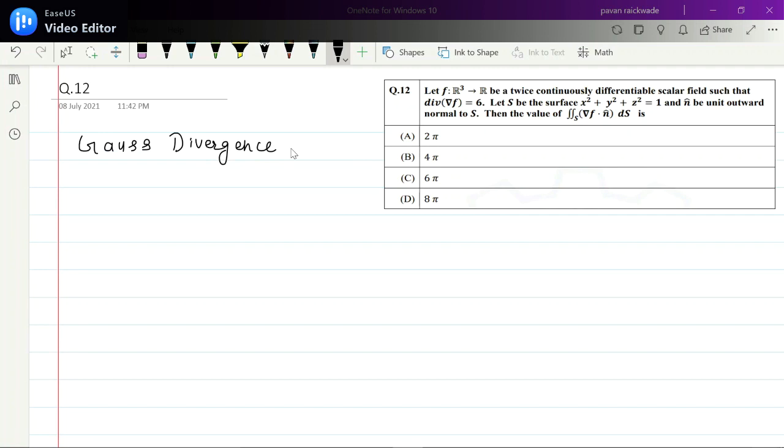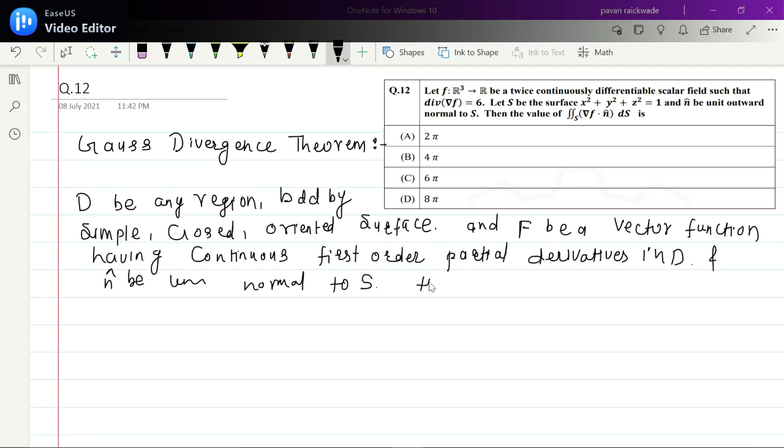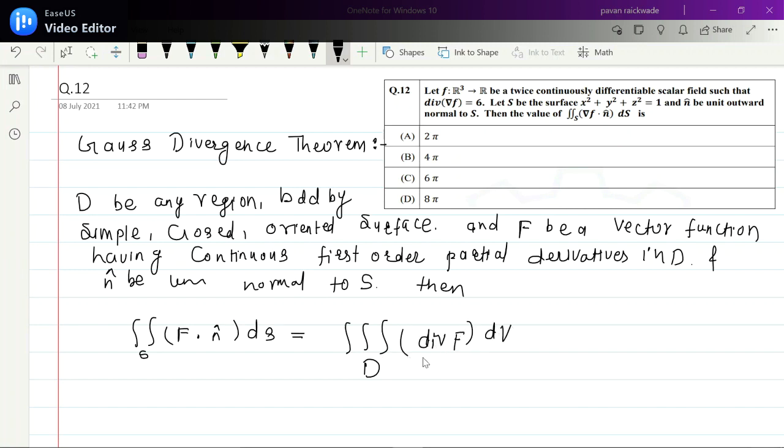Gauss divergence theorem. What the Gauss divergence theorem says is that the double integral over S of F dot n cap dS is the same as the triple integral over D of divergence of F dV. Right? It straight away converts a surface integral to a volume integral.